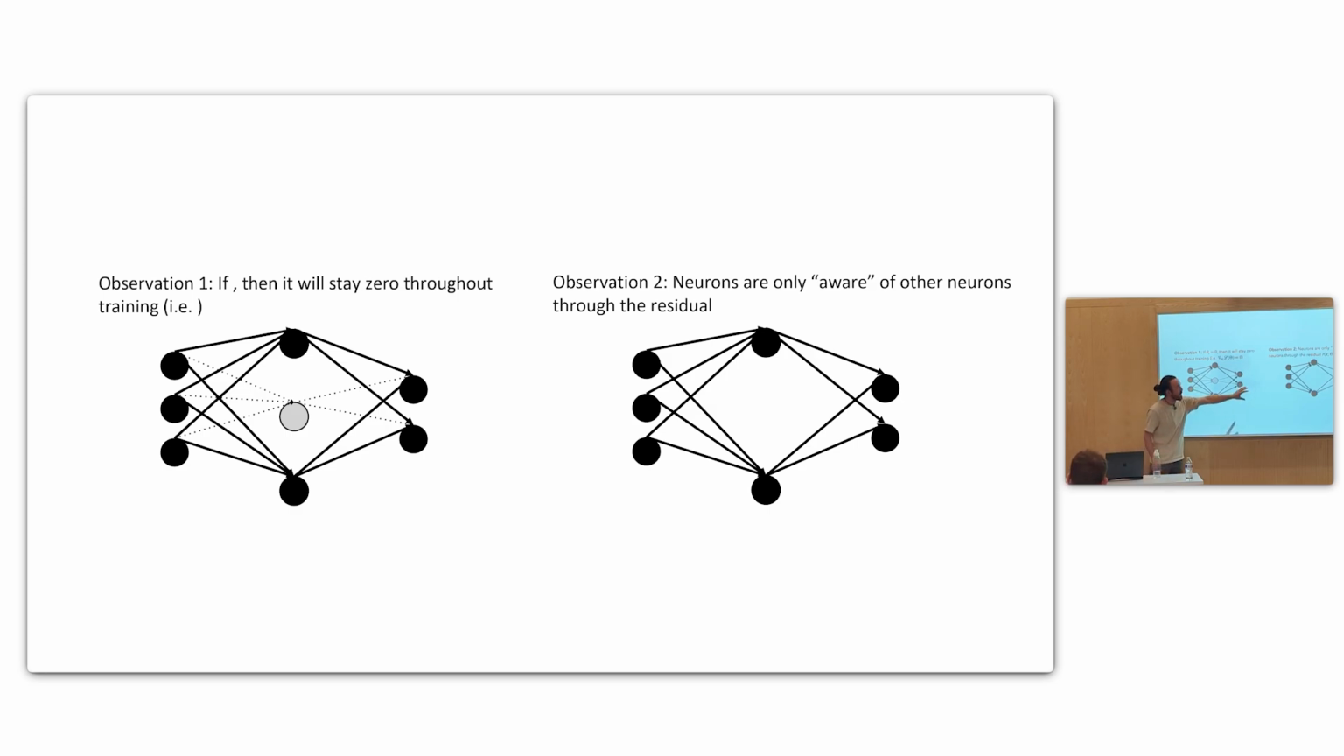The next observation is that 2 neurons are only aware of each other, personifying neurons, under gradient descent dynamics through the fact that they share a residual. Neurons don't share parameters. So the only way that one neuron's dynamics can be influenced by another neuron's dynamics is that they both are driven by a shared residual that depends on the full function. So that's where 2 neurons end up influencing each other when it comes to gradient descent dynamics.